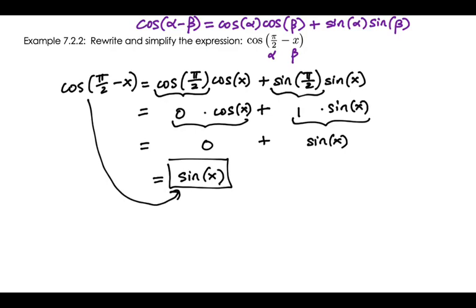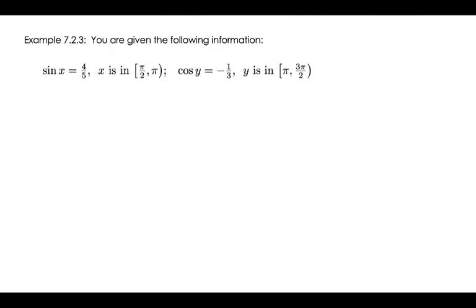All right, the last question looks a little bit hairy. It gives us this information. It tells us that sine of x is 4/5, and that x is in the interval pi over 2 to pi, including pi over 2, but not including pi. That's our interval notation. Then it also tells us that cosine y, so a different angle, cosine y is equal to negative 1/3, and that y is in the interval pi to 3 pi over 2, including pi, but not including 3 pi over 2. And they ask us to find sine of x minus y. Whatever these angles x and y are, we want sine of x minus y.